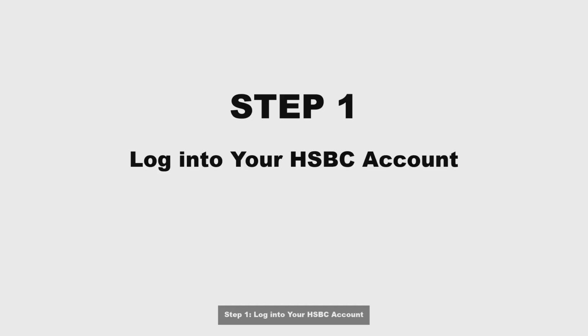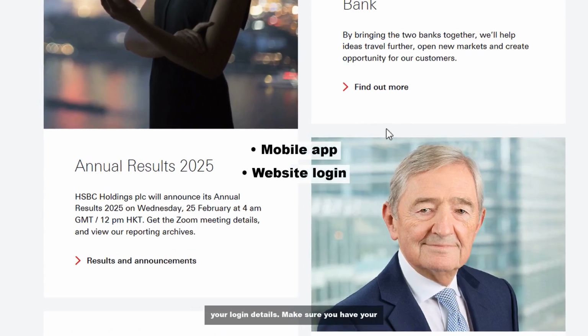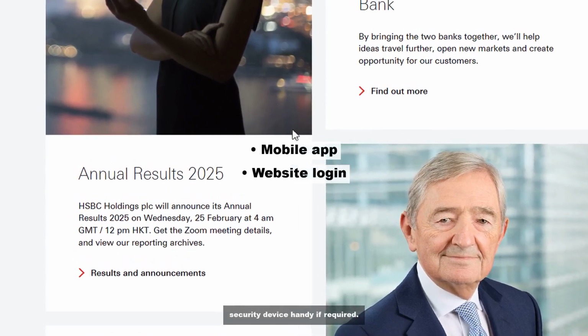Step 1. Log into your HSBC account. Open the HSBC mobile app or website and enter your login details. Make sure you have your security device handy if required.